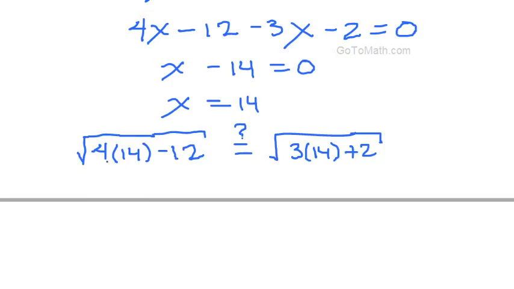Is it equal? So we got 4 times 14 minus 12. And what is that going to be? 4 times 14, 44. Ooh, I had a big sneeze there. Anyway, it turns out that this is 44 here.